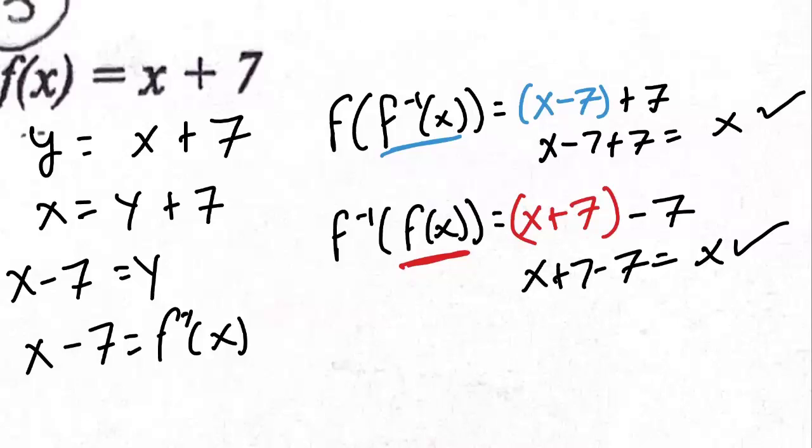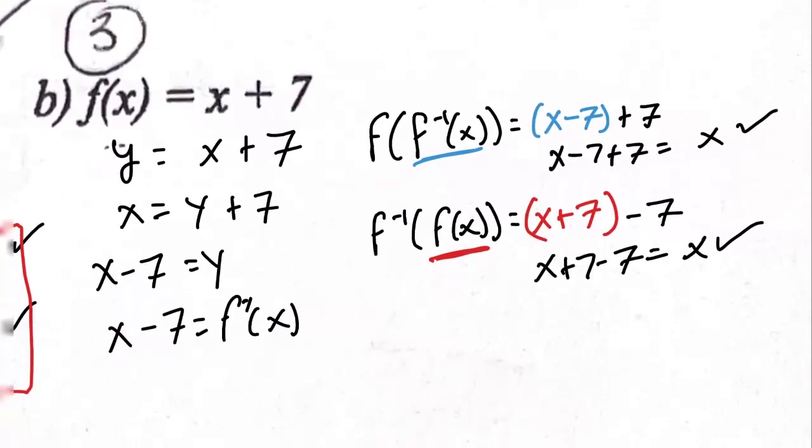Does anyone have any questions? You've got your function, you find the inverse, and then you just do substitution. The inverse into the original, and then the original into the inverse. So it's just substituting.